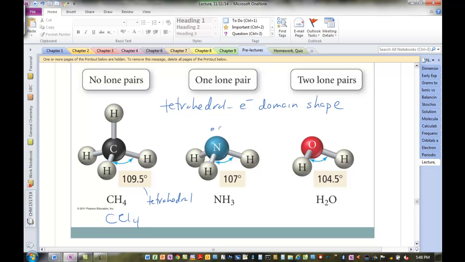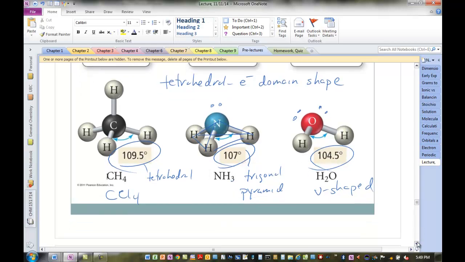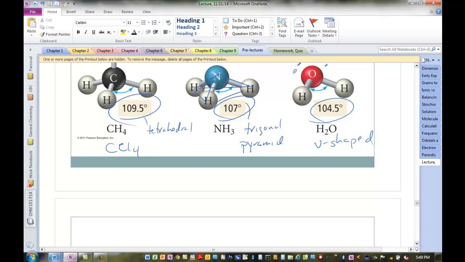Okay, ammonia has 1 lone pair. Its molecular shape is a trigonal pyramid, not bipyramid. This is just a single pyramid. Here's your trigonal base at the bottom, and nitrogen is above. There's your trigonal pyramid. And water with 2 lone pairs on the central atom is going to be V-shaped or bent. This also shows the effect on the bond angle of having lone pairs. Nice slide. I don't think I want to go to the next one because the next one is 5 pairs with a lone pair. So let's go back.